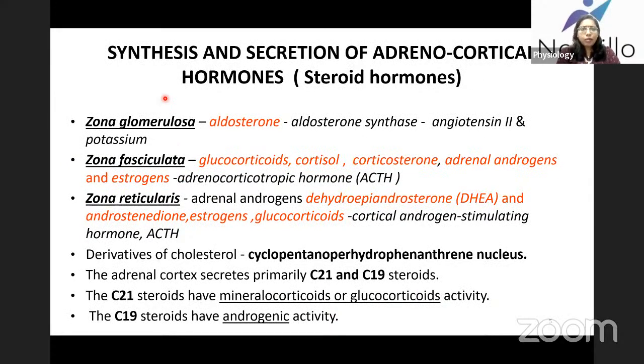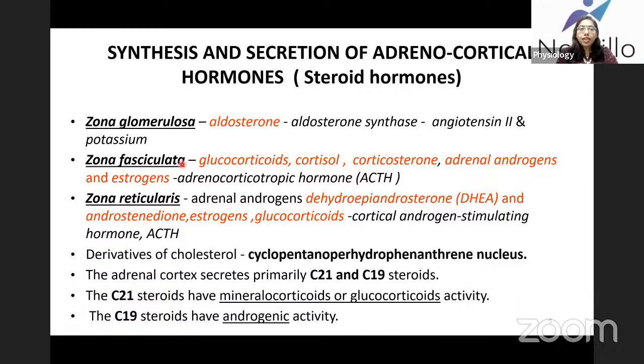Let's understand a little bit more about the 3 layers that I've just discussed. I've told you GFR, that is glomerulosa, fasciculata, and reticularis. Zona glomerulosa secretes a mineralocorticoid called aldosterone, under the influence of aldosterone synthetase, angiotensin 2 and potassium. I will not be talking too much about aldosterone. We'll be concentrating on Cushing syndrome, so we are discussing in more detail the zona fasciculata.